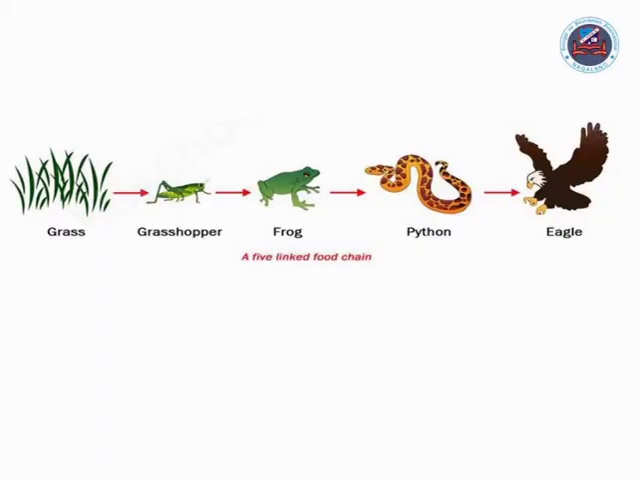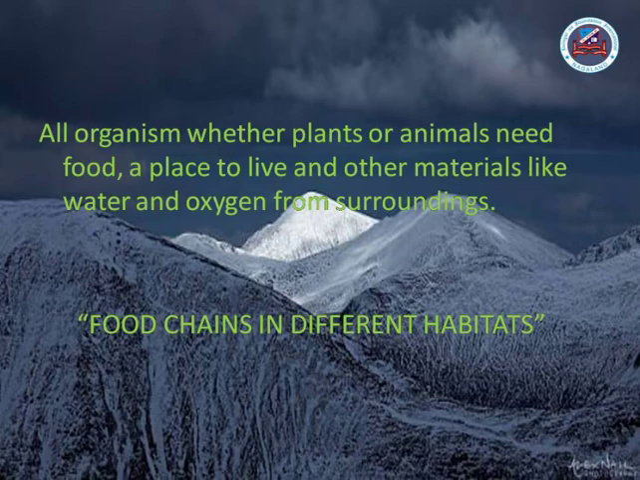For example, the grasshopper eats the plant, then the grasshopper becomes prey for the frog, which is a predator. The frog becomes prey for the python, then the python becomes prey for the eagle, which is another predator. All organisms, whether plants or animals, need food, a place to live, and other materials like water and oxygen from the surroundings. So now, let's talk about food chains in different habitats.